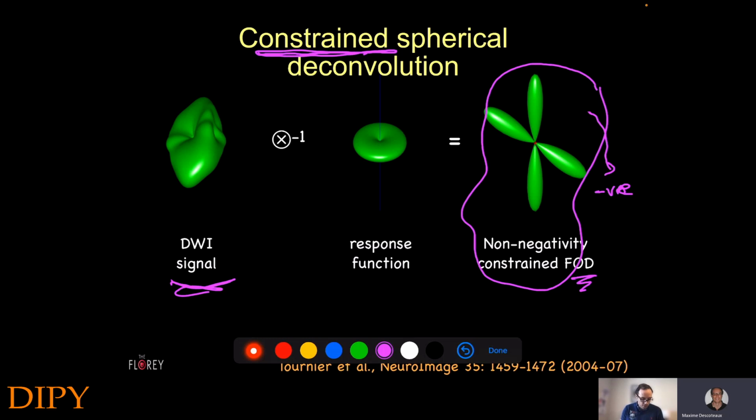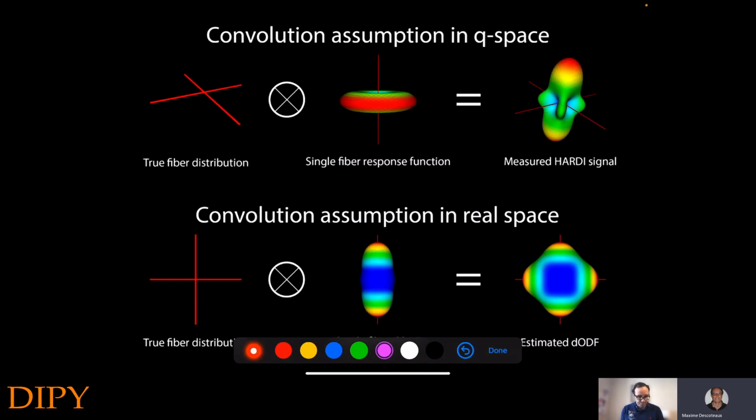And this is Donald Tournier, this was the first proposition. In 2004 was the non-constrained version, and in 2007 the constrained version. So pretty much at the same time as I was doing my PhD as well. So this is part of the MRtrix package, but also now, of course, in Dipy as well.